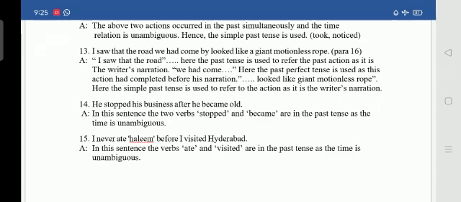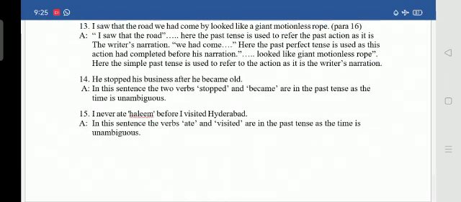So, see the 14th. He stopped his business after he became old. In this sentence, the two verbs stopped and became are in the past tense as the time is unambiguous. So, here the two words stopped and became are in the past tense. So, the sentence is in past tense. See the 15th. I never ate halim before I visited Hyderabad. In this sentence, the verbs ate and visited are in the past tense as the time is unambiguous.